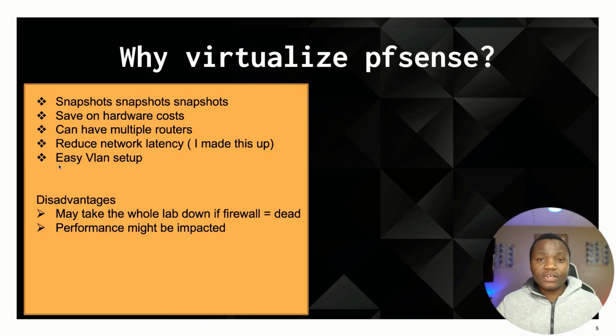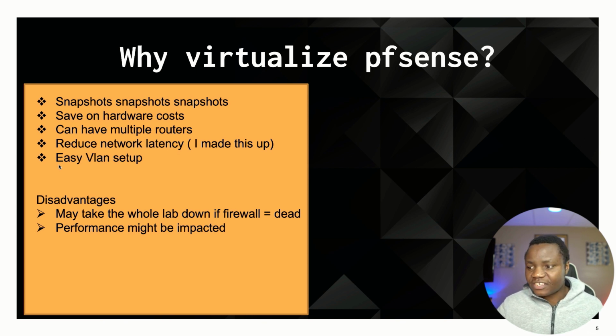Before we proceed, we need to understand a few things here. Why would we choose this? It's easier for you to take some snapshots of your pfSense machine before you make any changes. You can save on hardware cost. You can have multiple pfSenses, multiple networks within your ESXi. It might reduce latency, I'm not sure about that one. It's easy to set up with VLANs.